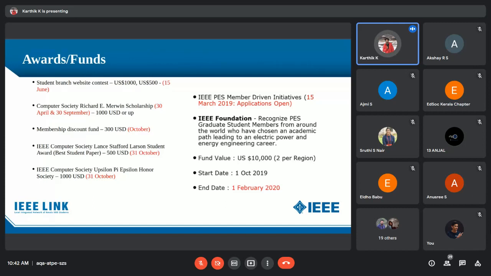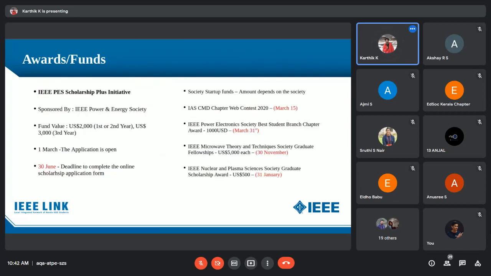Then we have the Computer Society Richard E. Merwin scholarship. Then there is a rebate, which comes for the SBs. Then the UPE scholarship is there. Then we have Best Driven Initiatives, where you also have funding. Some of these are conferences. Then we have awards and fundings like NTTS funding, NPSS funding, IAS funding, etc.